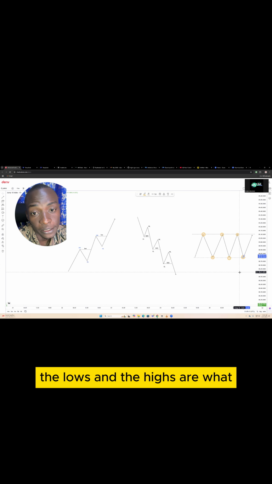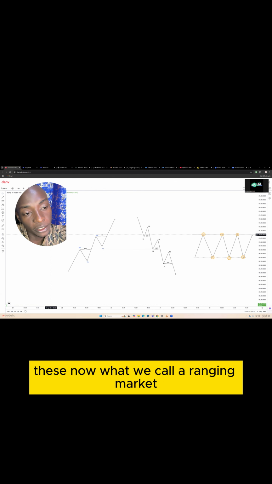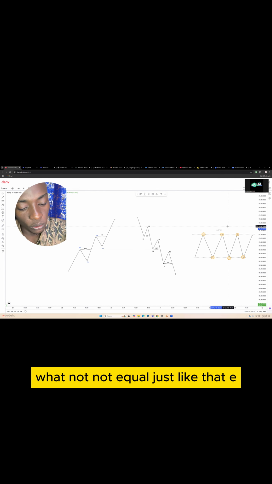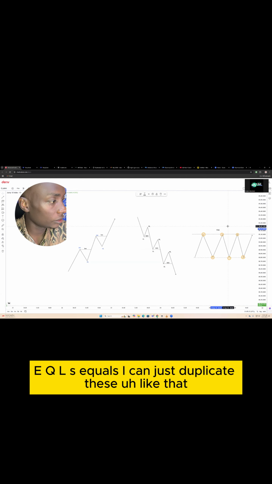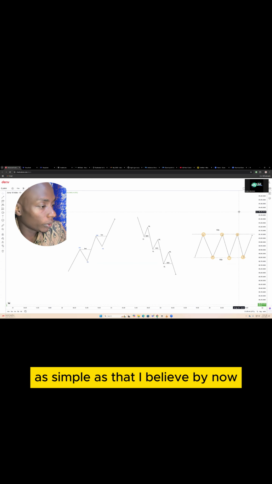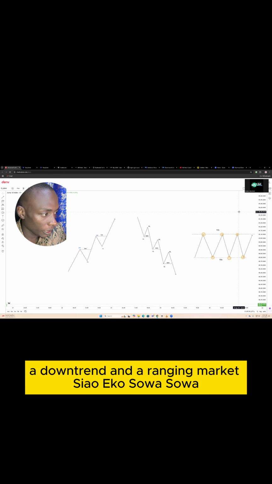The lows and the highs are what? They are equal. As a result, this is now what we call a ranging market or a consolidating market. So at this very level, what we denote now is equal highs and equal lows, just like that. EQLs, equals. I can just duplicate this like that. As simple as that. I believe by now you understand the difference between an uptrend, a downtrend, and a ranging market. Si hapo iko sawa sawa.